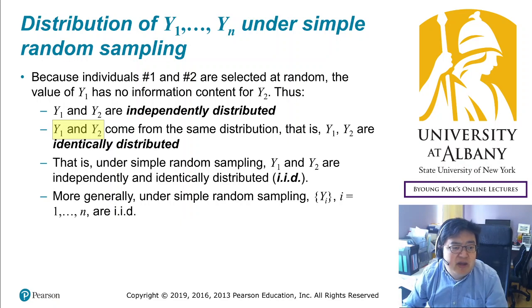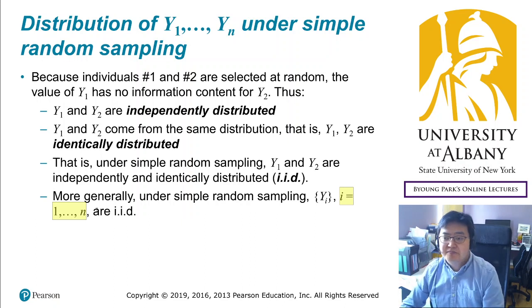Simply, independently and identically distributed is abbreviated to IID. The IID assumption is the most famous assumption in statistics. So we say like this: the set of observations yi, where i ranges from 1 to n, the elements of this set are IID. So independent and identical distribution.